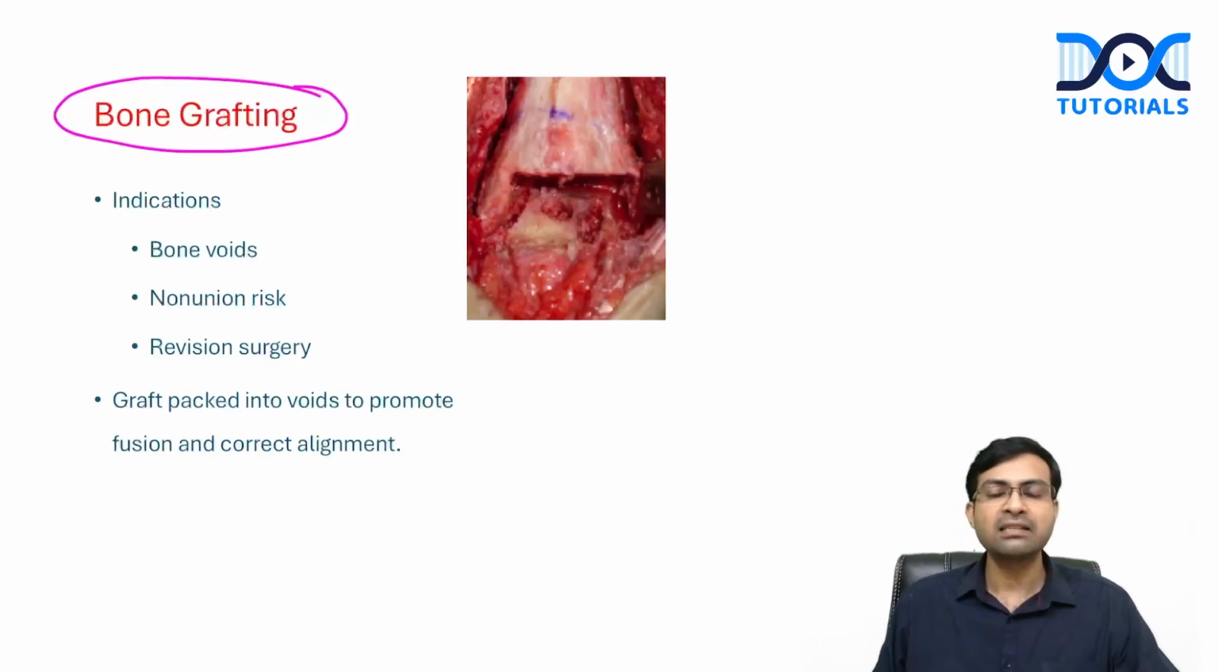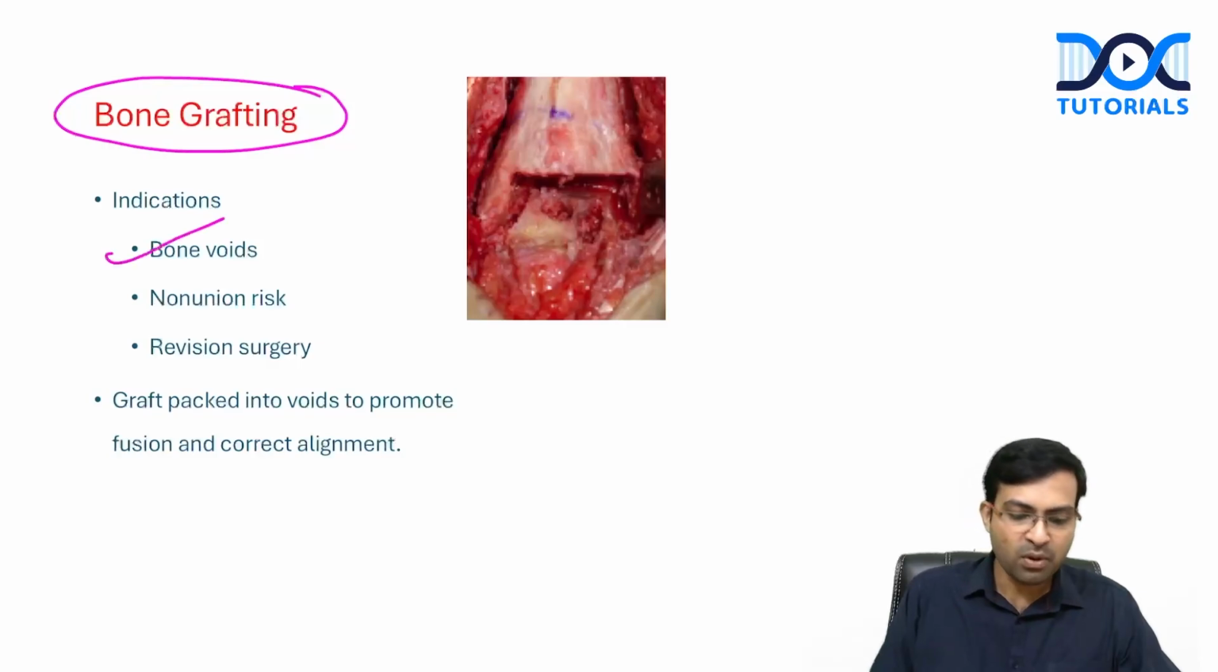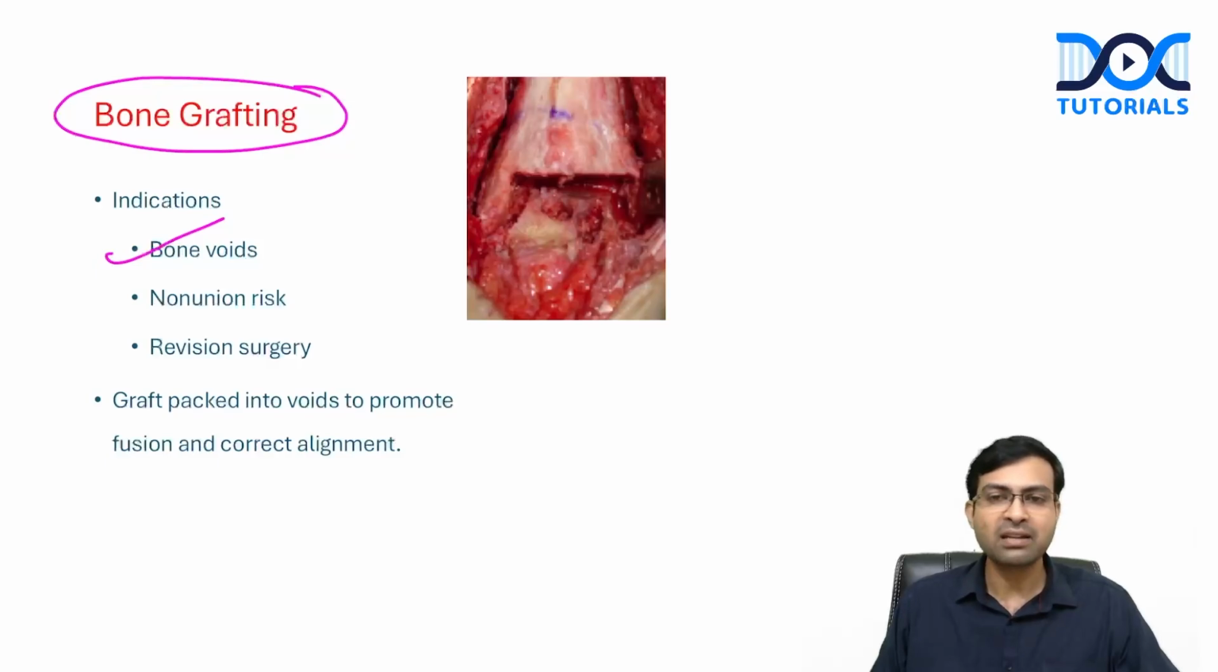Otherwise, there is a high chance that it can go in for a non-union, especially if there are any bone voids. For example, you might be doing this for an avascular necrosis of the talus with a collapsed talus. You will see that there is loss of congruity in much of the joint and there will be large voids, or sometimes there is severe arthritis with a lot of subchondral cysts.